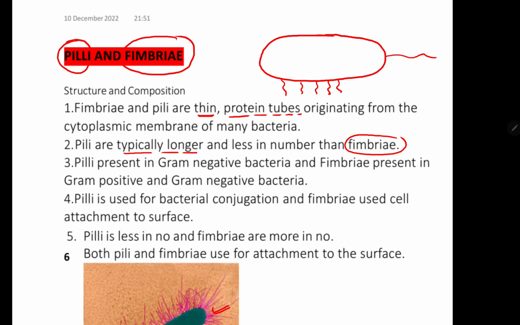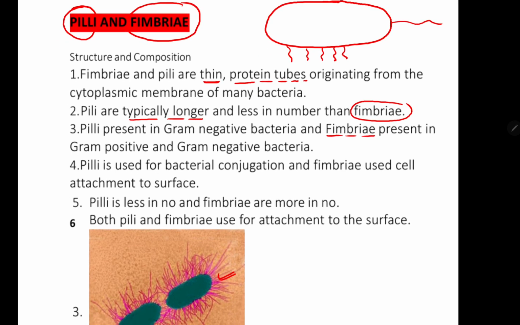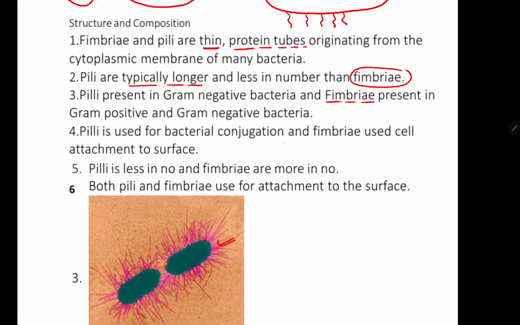Pilli is present in gram-negative bacteria, but Fimbria is present in both gram-positive and gram-negative bacteria. Pilli is used for bacterial conjugation. What is bacterial conjugation? We will see in detail. Bacterial conjugation is when two bacteria attach to each other and then transfer genetic material. That is bacterial conjugation. We will see it in detail.